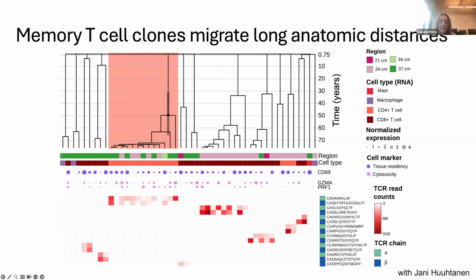Taking a closer look just at the immune cells of this donor, you can see that, for instance, the clone highlighted in orange appears in 3 distinct regions separated by more than 10 centimeters. And the lymphocytes are resident, as indicated by the CD69 expression, and the clonal structure is supported by the shared alpha and beta T cell receptor chains in the transcriptomes of the cells within each clone.